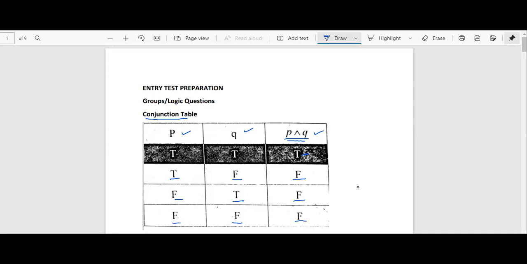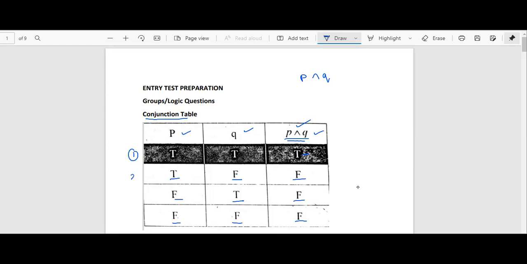So don't worry if you are not being able to understand it this way. When we solve questions, you will understand it 100%. Okay. For now, just think of P, Q, and this P intersection Q as three statements. Okay. Three statements. And this big statement would be true if P and Q both are true, right? This is what one is saying. Otherwise, it would be false, right?